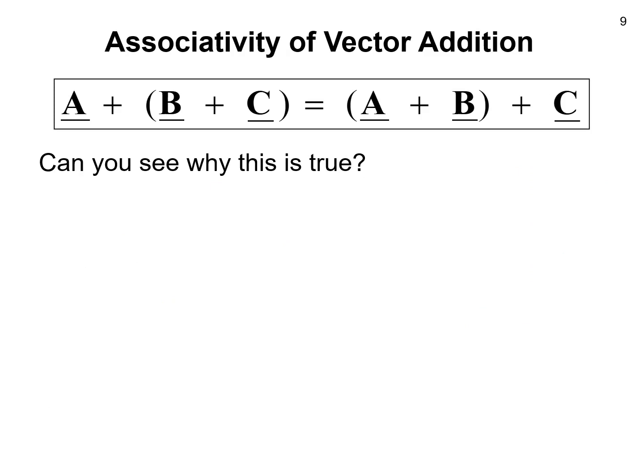Vector addition is also associative. That means A plus the resultant B plus C equals the resultant A plus B and then plus C. Can you see why this is true? And here again, you might want to take a piece of paper and a pencil and start sketching why that would be true. Think about it. Try it out.